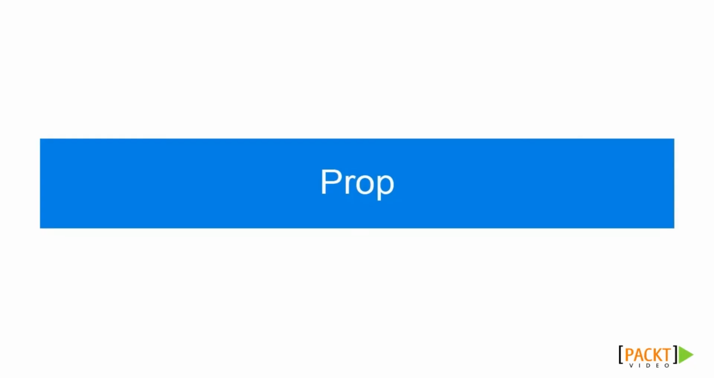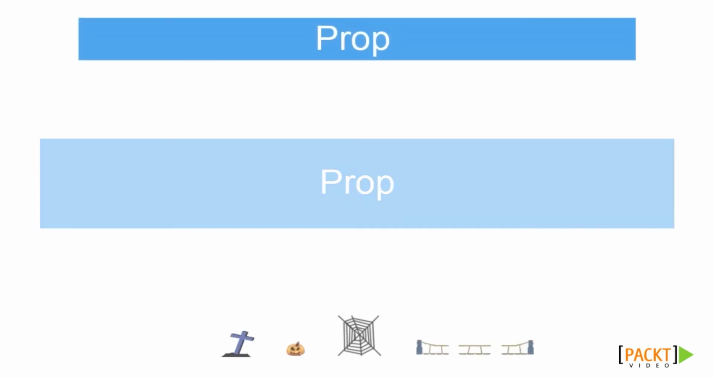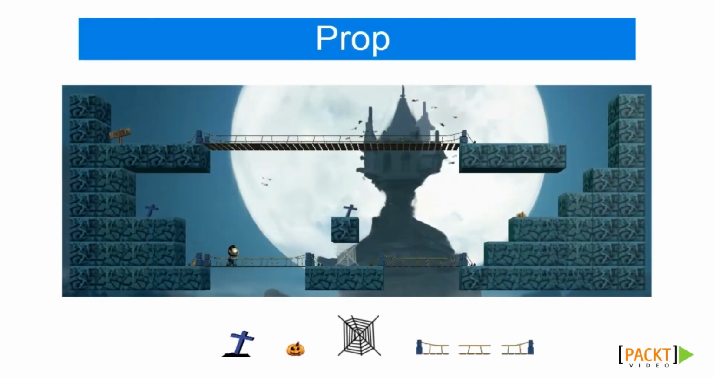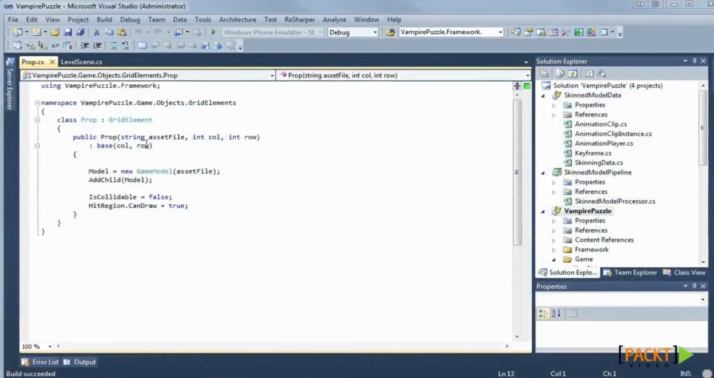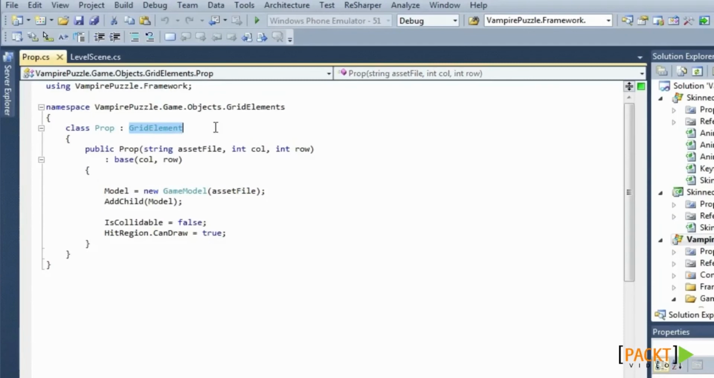In the previous video, we've created our trigger level element. In this video, we'll add the last one, the prop. Our prop element is only to decorate our level. It has no further function. Let's have a look at our prop class. Again, this class inherits from grid_element.